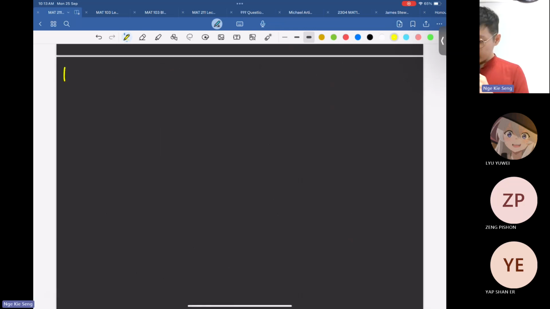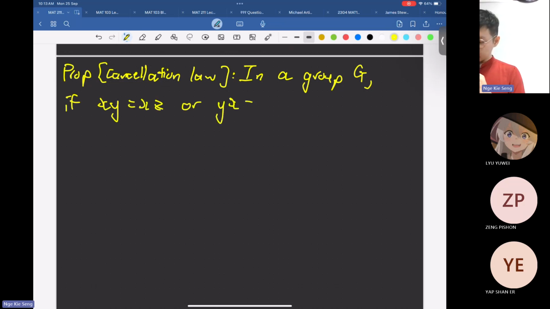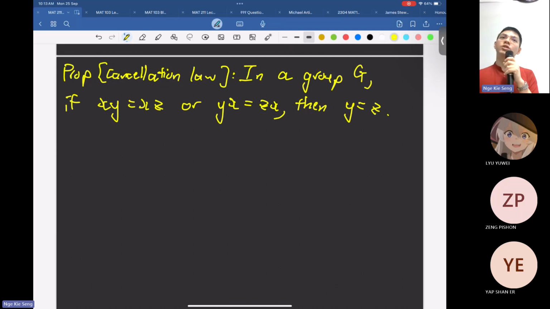So next proposition is the cancellation law. You should be quite familiar with cancellation law, but maybe you don't phrase it in this way. In a group, if xy equals xz or yx equals zx, we can just cancel x from both sides. This is your high school algebra. What are you doing really? You just multiply the inverse on both sides. And why does the inverse exist? Because it is a group.